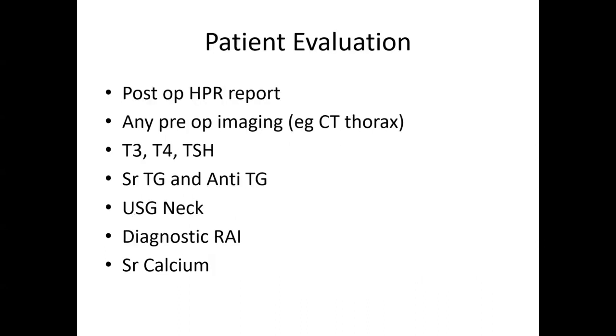When a patient comes to us post-thyroidectomy, what are the things we look for? First, we'll go through the detailed HPE report. We'll see if there was any pre-op imaging, for example, CT thorax to evaluate for lung nodules. We'll see the present T3, T4, TSH because we want the TSH to be adequately raised. We'll look for Tg and anti-Tg, preferably stimulated. We will use USG neck to evaluate for thyroid bed and cervical nodes. We can utilize diagnostic RAI to help in clinical decision making, and serum calcium for parathyroid status.